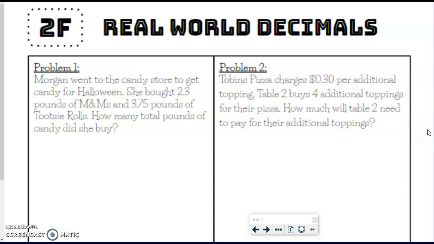Awesome, you're almost done with level 2. Let's give this a go with some real world problems now. So let's make that connection to when we would actually see these happen.